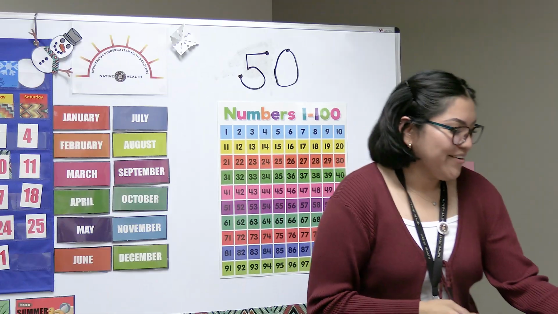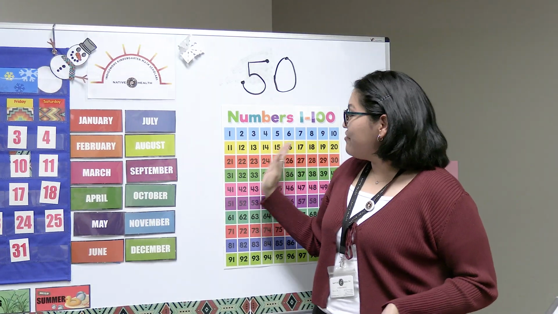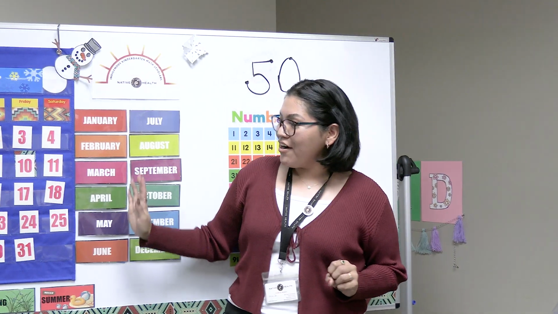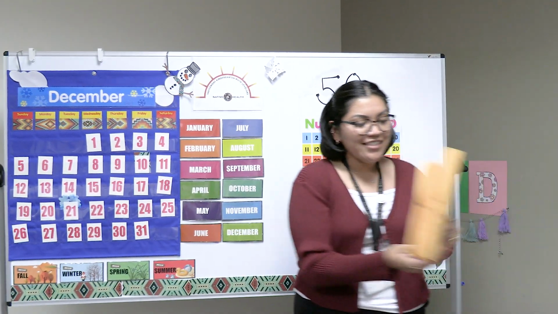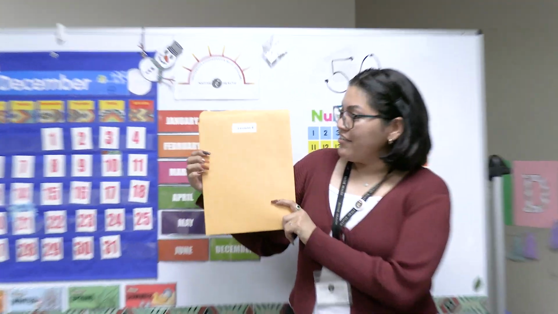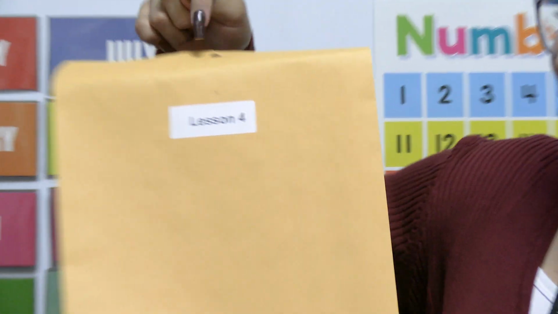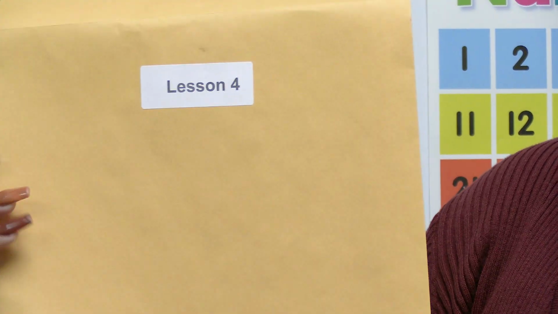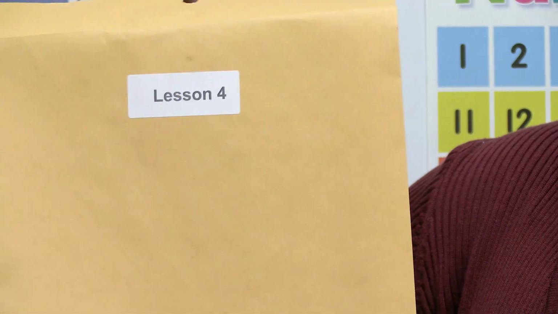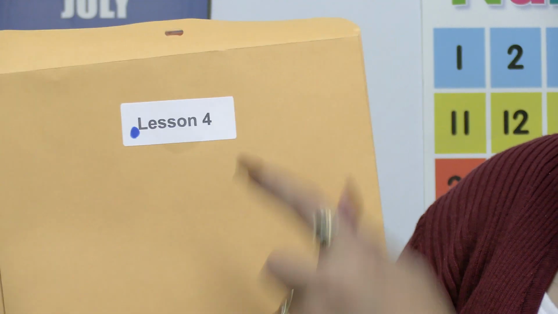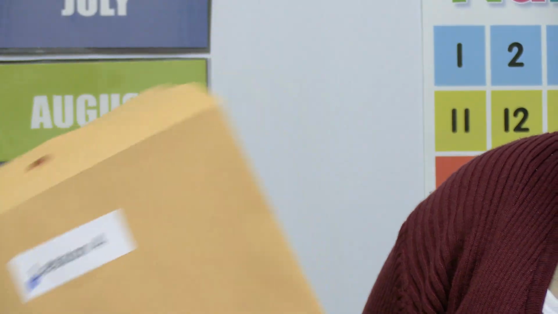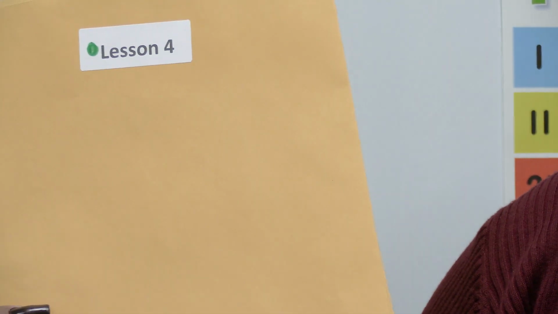Awesome. Okay, so we introduced the number 50 and we counted 1 through 50 together, and we did our math meeting board. So now we're going to do our lesson for today. So we're on lesson number 4. So everyone get out your folder with the lesson 4 label on it. And then we're going to be looking at these 2 folders, lesson 4 with the blue dot and lesson 4 with the green dot.